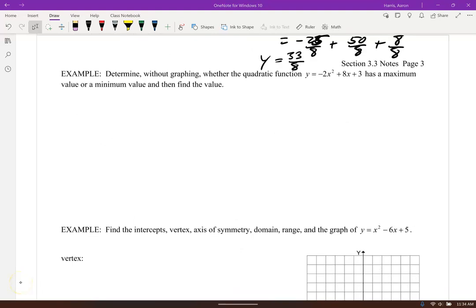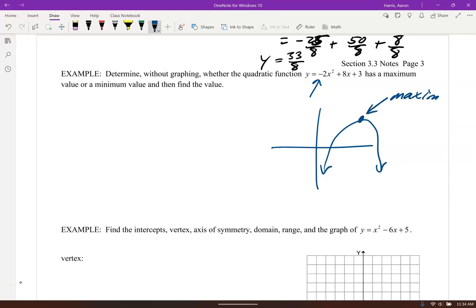To determine here without graphing whether the quadratic function -2x squared plus 8x plus 3 has a max or a min. So I'm looking, first of all, does it have a max or min? Does it open up or down? Well, the a is negative, so I don't know where this is, but I do know it opens down. So I'm going to have a maximum. So I'm going to have a max on my graph, and it's going to occur where? It's going to occur at the vertex, okay, which is on the axis of symmetry.